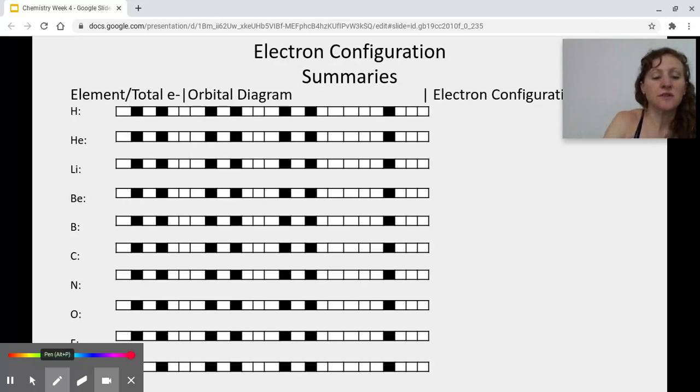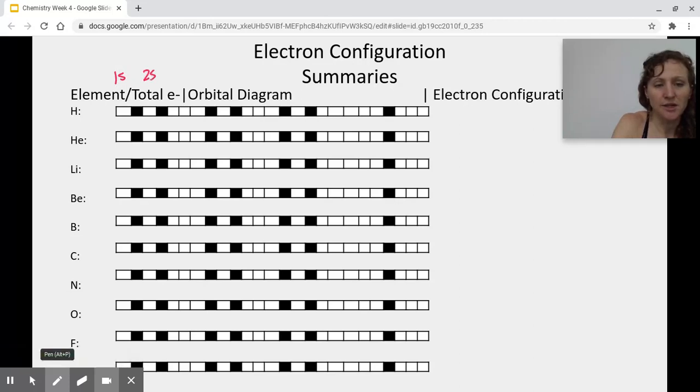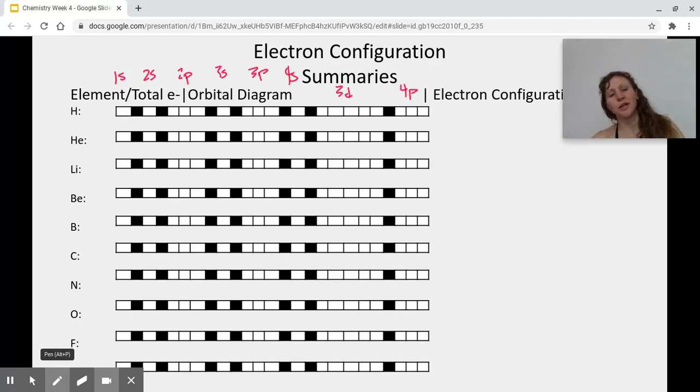Each of these boxes should be labeled. This first box is the 1s, second box is the 2s. Notice I have 3 boxes next. Those are my 3 2p's. And then I have a 3s, 3p's. Then notice the next one's a singular one. It's the next one that fills, which according to the Aufbau principle is the 4s. And then I have 5 boxes. Those are all the 3d boxes. And then I have the 4p boxes. And then I run out of space.